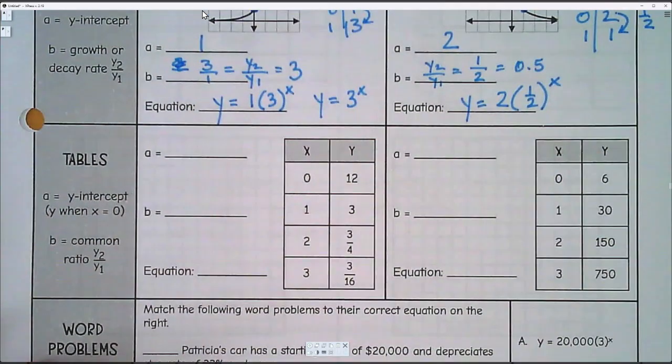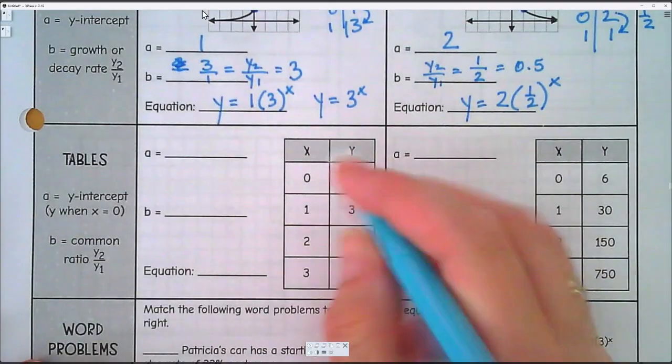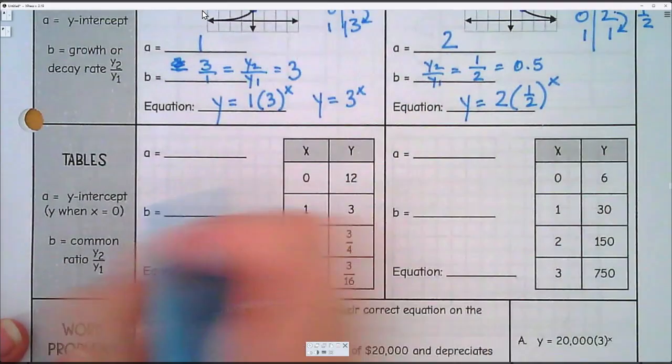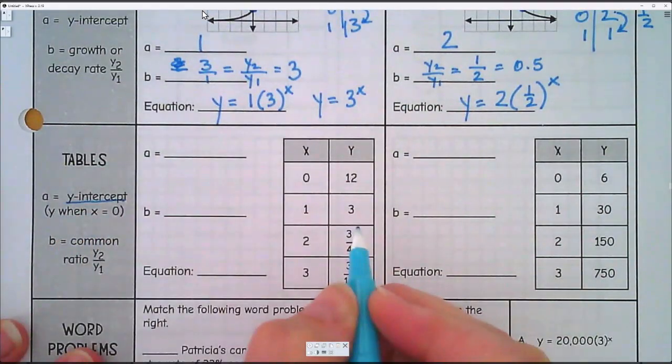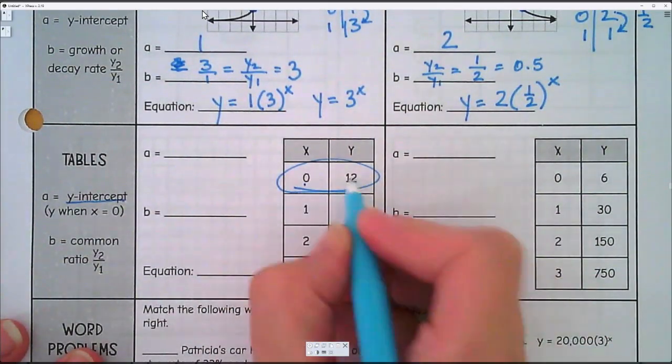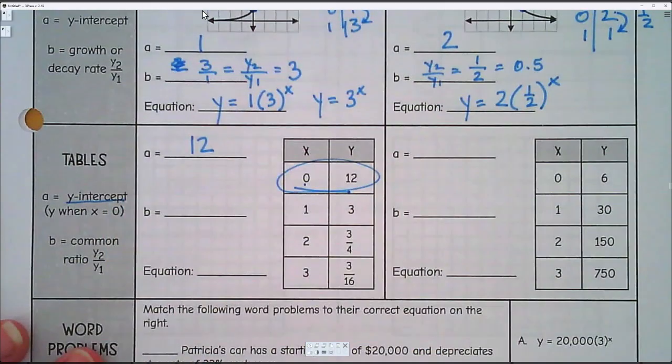For the tables, you're doing the same thing. You're just looking for the a value. And just like when we did linear equations, the y-intercept, right? The y-intercept is where x is 0. So we're looking for our 0 on our x, and our y-intercept is 12.